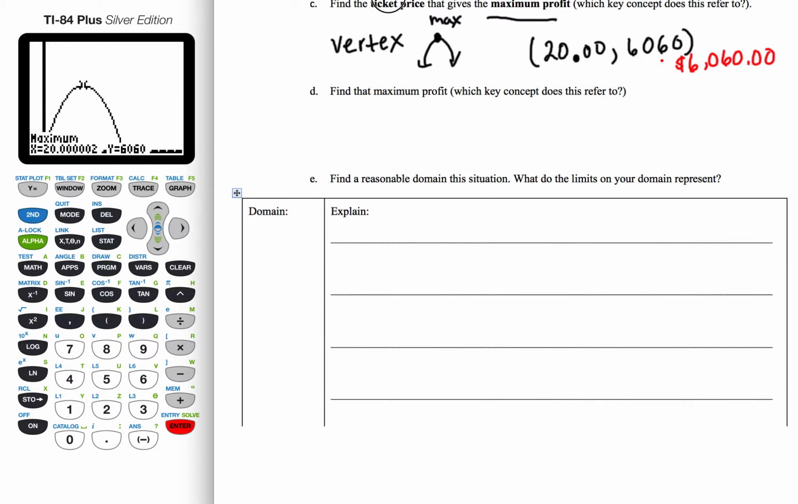We wanted the ticket price. I wasn't reading carefully. Maximum profit is this. So that answer should be down here. That's how much my profit is.